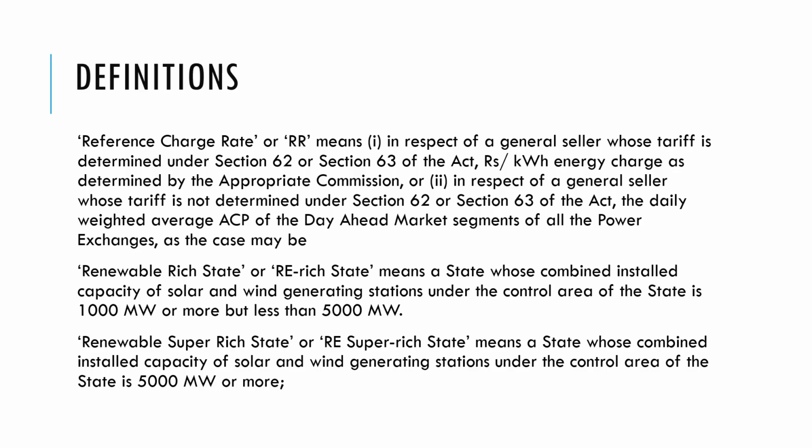Also, two more terms have been covered here. One is the renewable rich state, that is, an area having more than 1000 megawatt of solar or wind but less than 5000, and the renewable super rich state, that is, an area having more than 5000 megawatt of solar or wind. So these three terms I think have been clear to you. One is the reference charge rate, another is the renewable rich state, and the third one is the renewable super rich state.